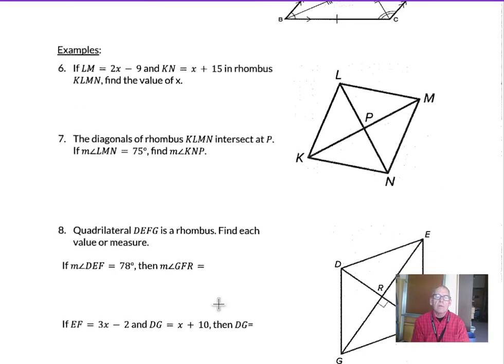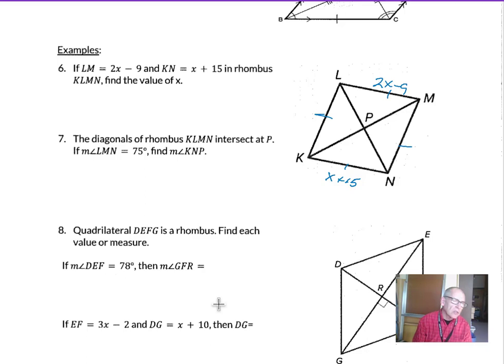So it's telling us here for number 6 that LM is 2x minus 9. It means all the sides are 2x minus 9. KN, K to N, which is this length here, is x plus 15. And these are all going to be congruent with each other because it's a rhombus. And it wants us to find the value of x.